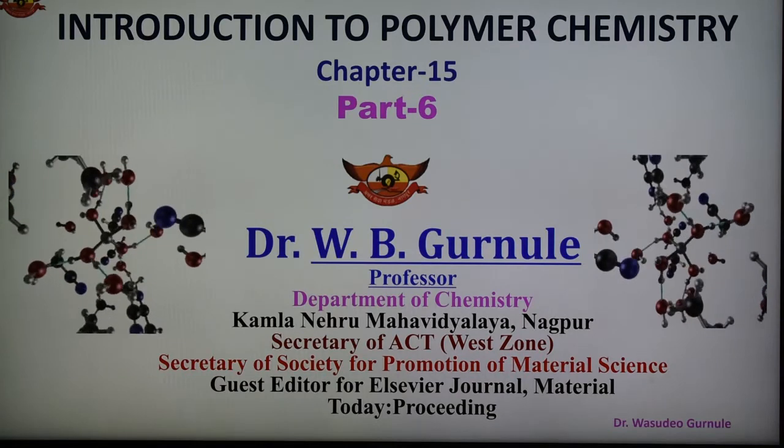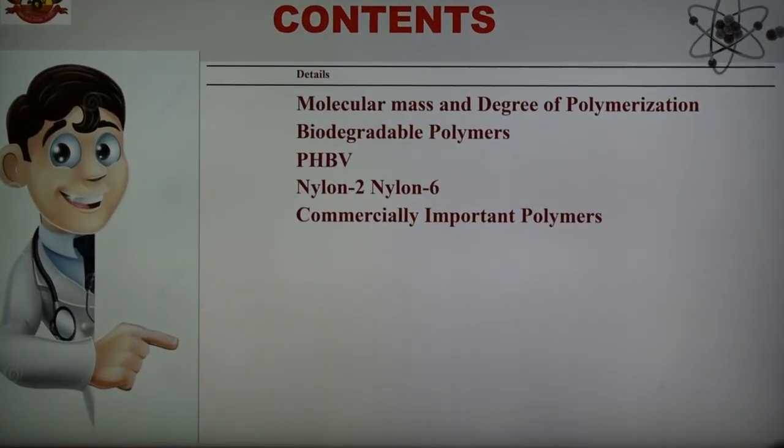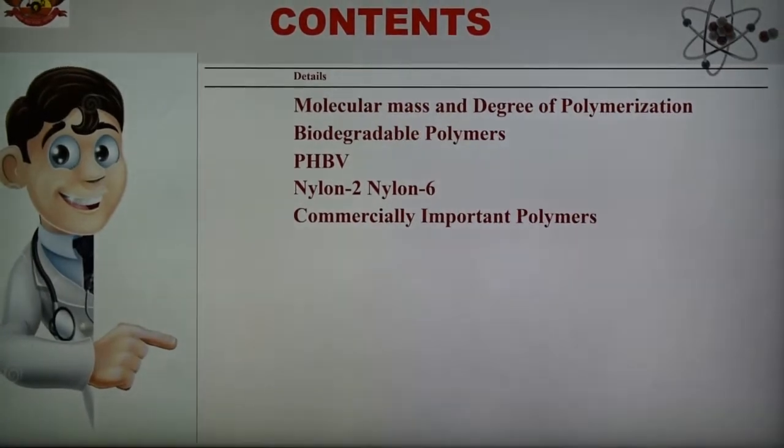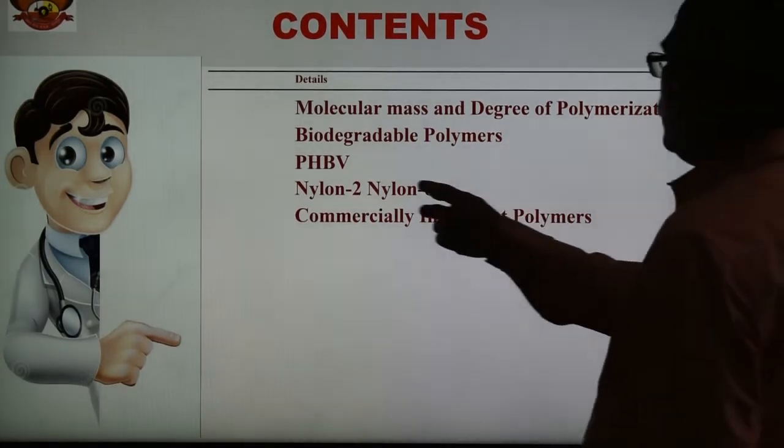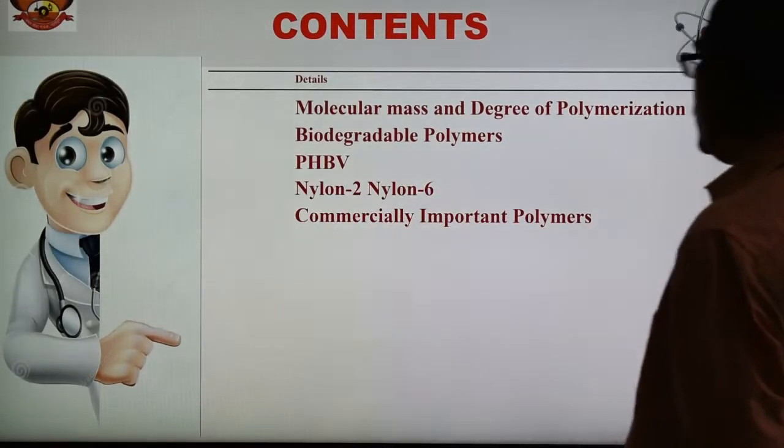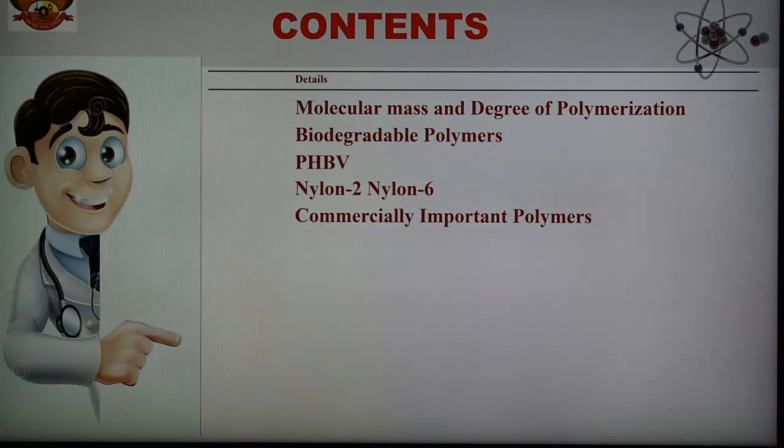In this part the topics are given here: molecular mass, what is degree of polymerization, what is meant by biodegradable polymers and their examples. Two examples are there, one is PHBV and the second is nylon 2, nylon 6, and some commercially important polymers and their applications. A number of polymers are there and they have different applications. All this part we are discussing.